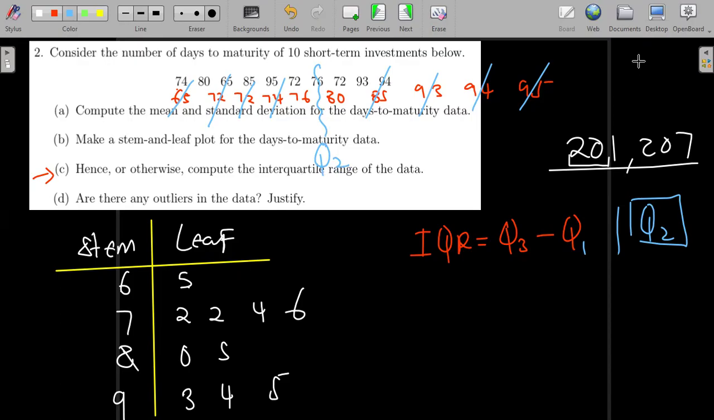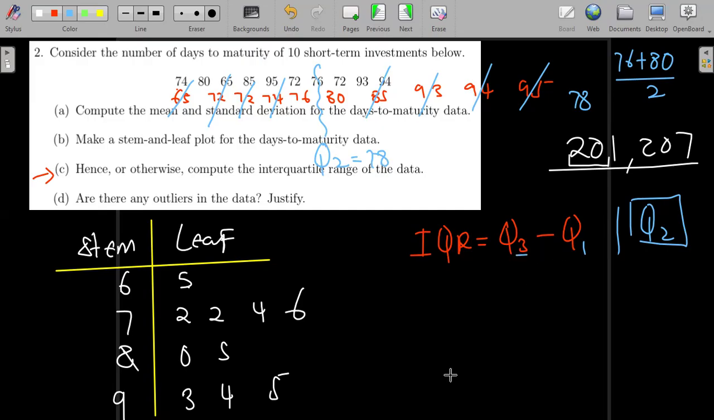So if you want to find this value, just say 76 plus 80 divided by 2. Okay, so that will give us what? If we are to find the exact value of Q2, that will be 76 plus 80 and then divided by 2, that will be 78. So somewhere here between 76 and 80, you're going to find your Q2, which is 78. But our interest is not finding Q2, but it will help us find our Q3 and our Q1.